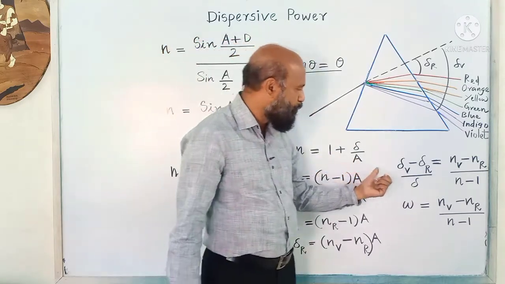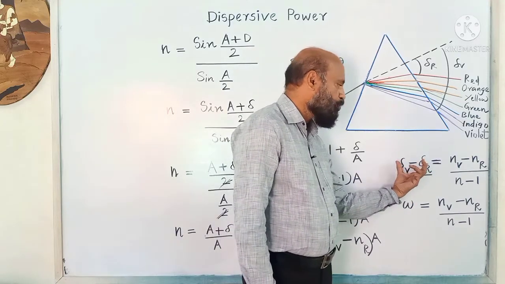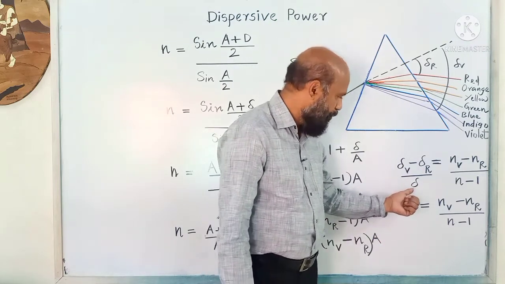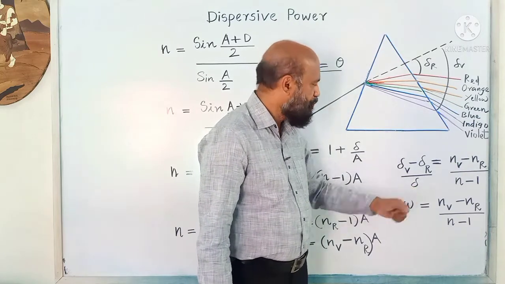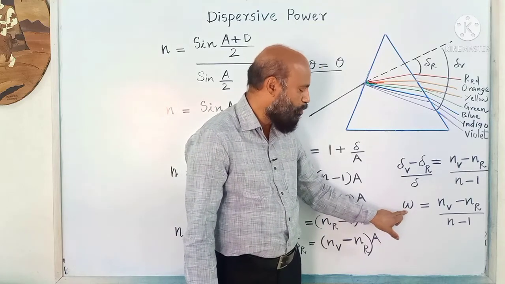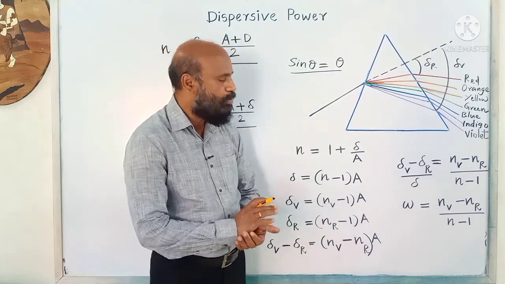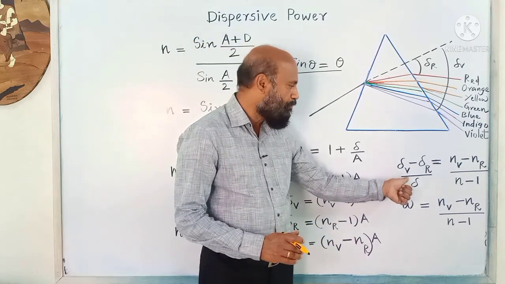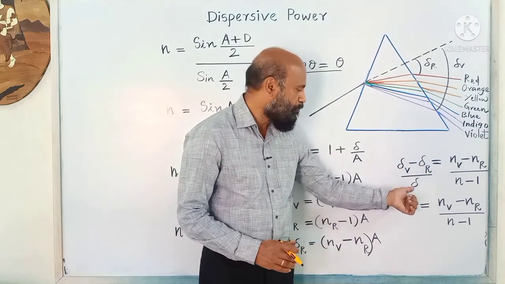So dispersive power is defined as the ratio of angular dispersion for two extreme colors to the deviation of the middle color or mean deviation. It is represented by the letter omega. So dispersive power shows the ability of the material of the prism to cause dispersion. Dispersive power is defined as the ratio of angular dispersion for two extreme colors to the deviation of mean color.